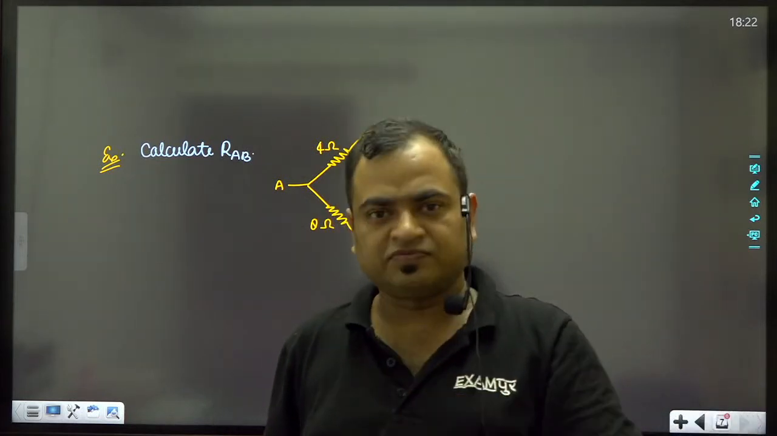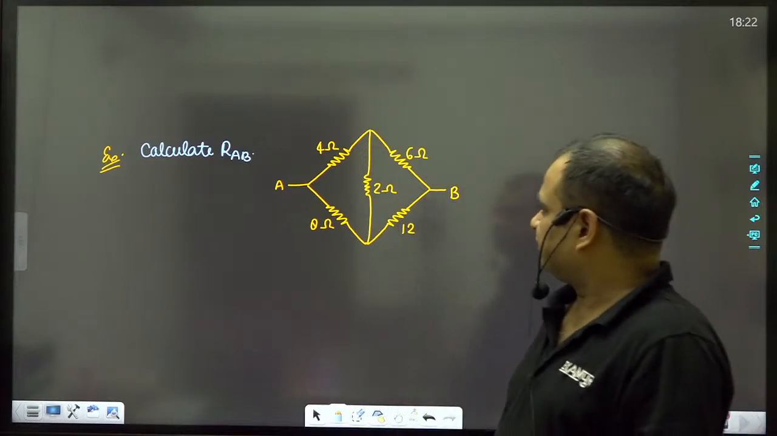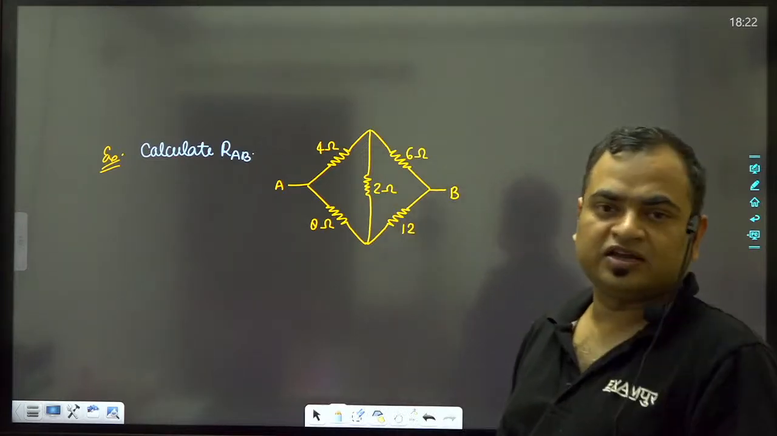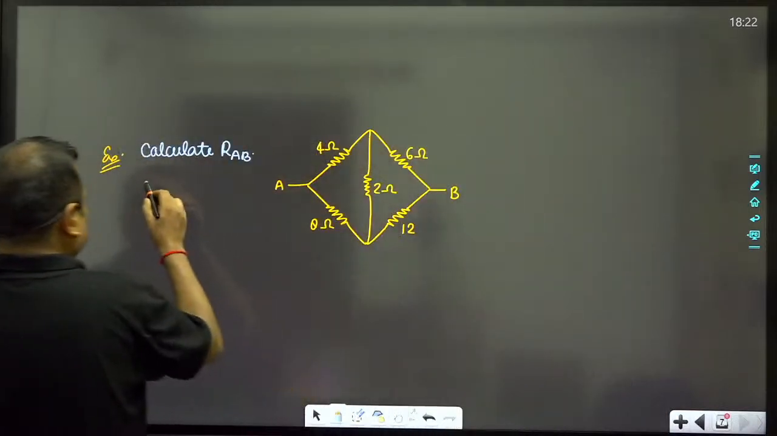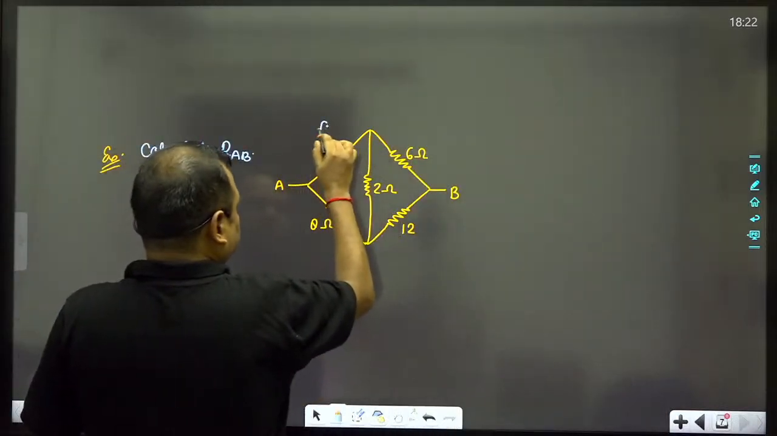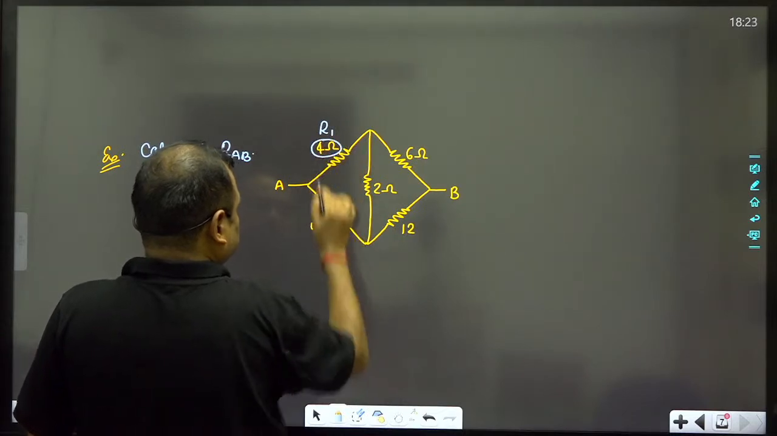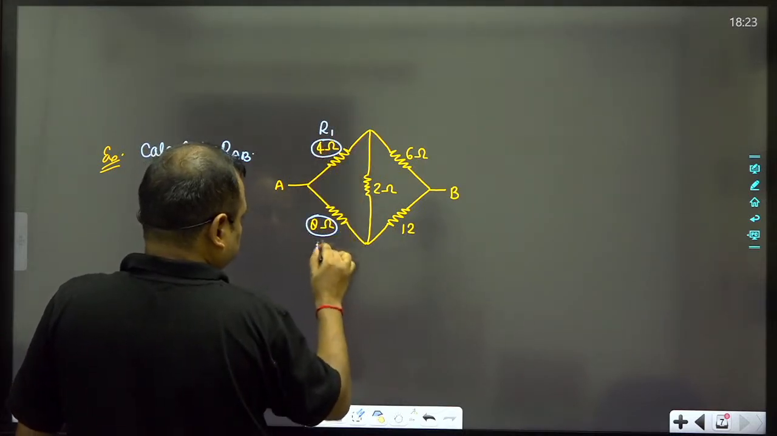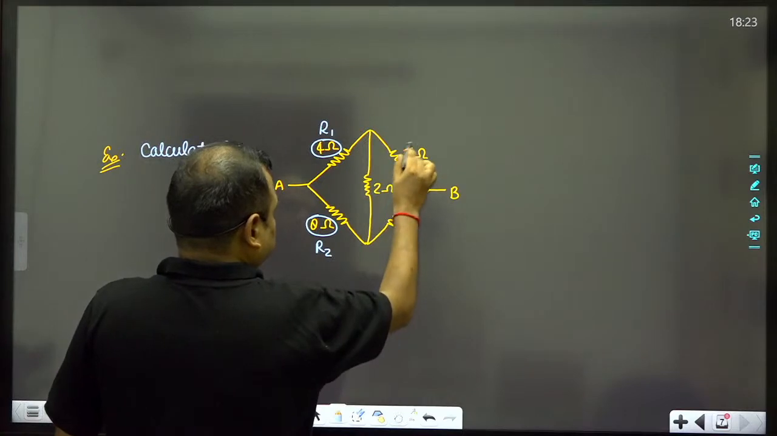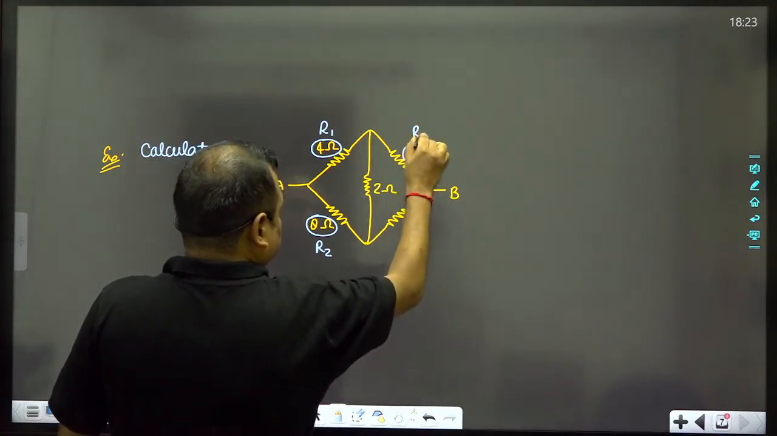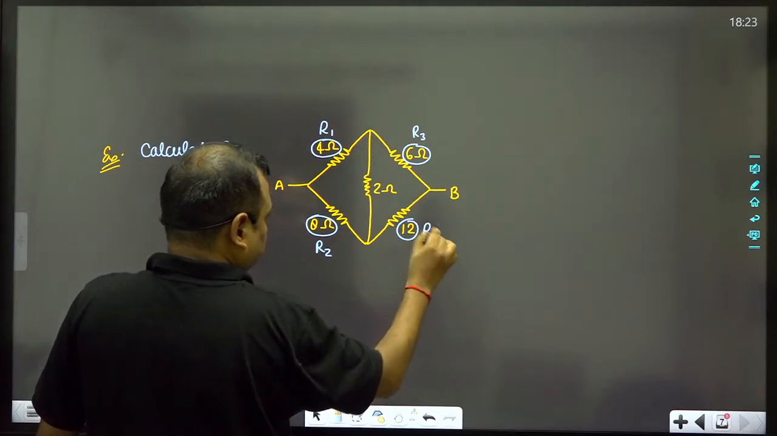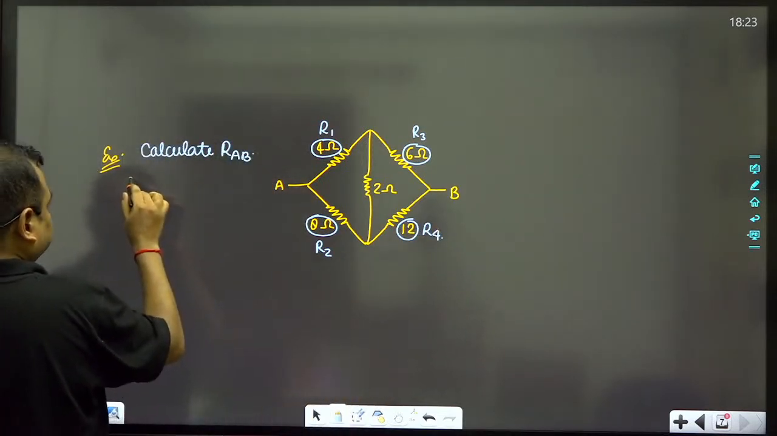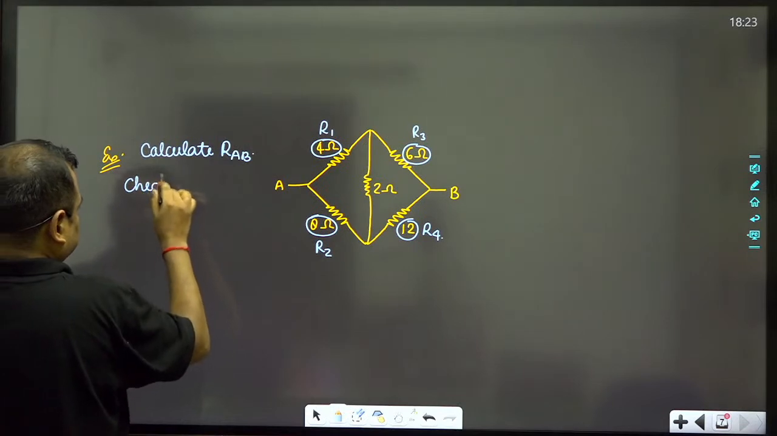If it is a balanced Wheatstone bridge, then we will simply calculate. Okay, so this is R1, this is R2, this is R3 and this is R4. Okay, now first check.